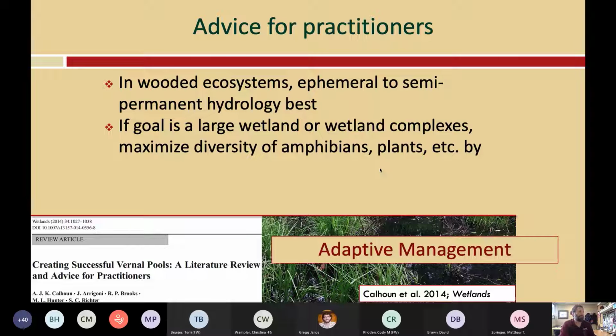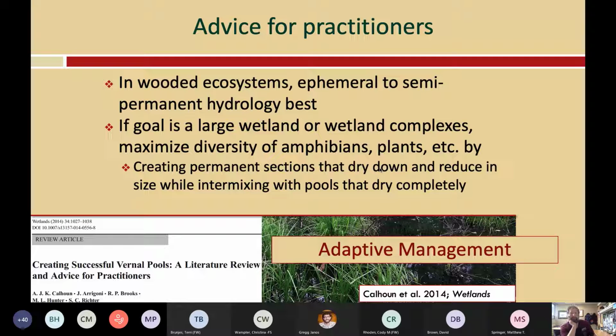So I'm going to end with this idea that in wooded systems, that's what I was talking about, that if you're getting into lowland wetland systems where the hydrology is very different and the natural wetlands don't dry, then you need to think a little bit differently about how the wetlands are created and still having complexity, but maybe areas that are permanent and others that dry down throughout the year.